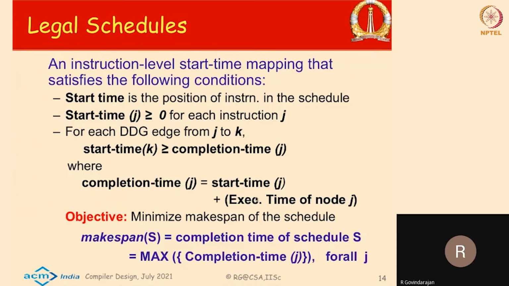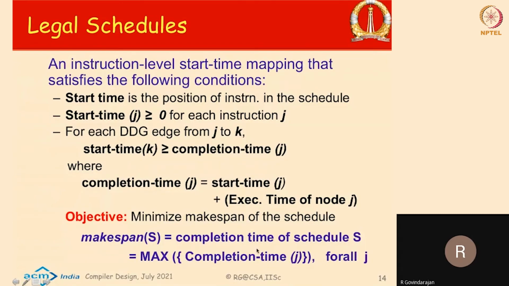The makespan of the schedule is nothing but the completion time of the entire schedule, which means whichever node is going to fire last and going to complete last. Because that is the last node to finish, and that last node that is finishing must finish as early as possible in order for you to have a short execution time.